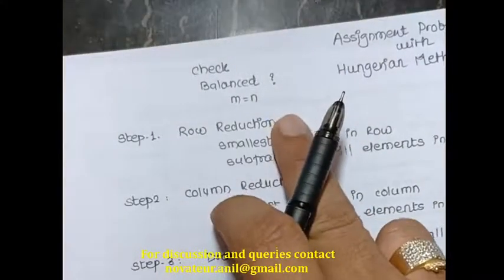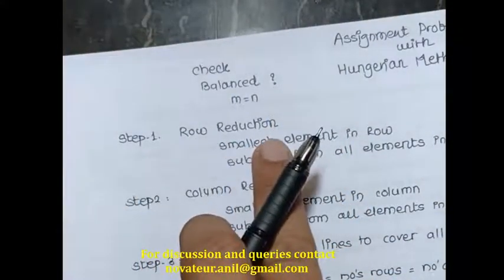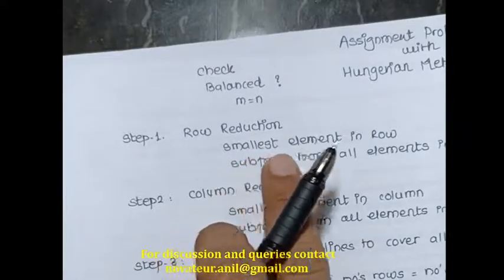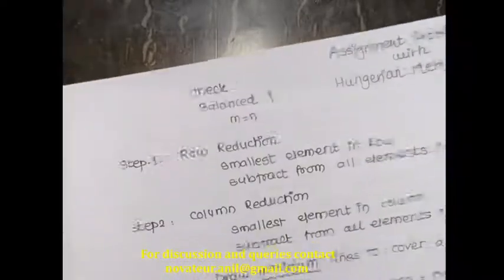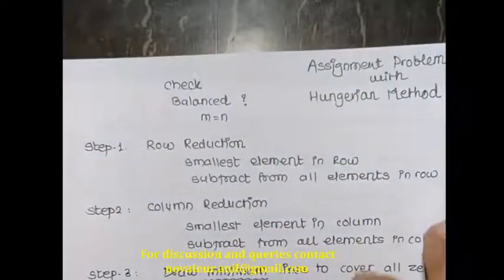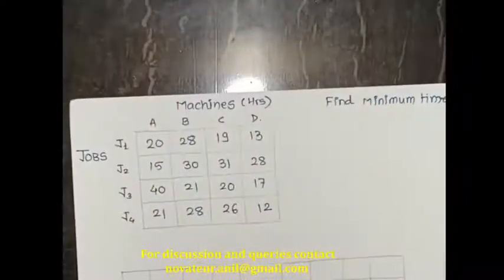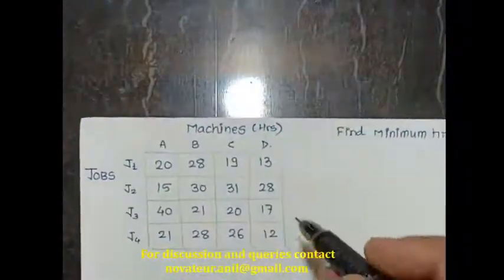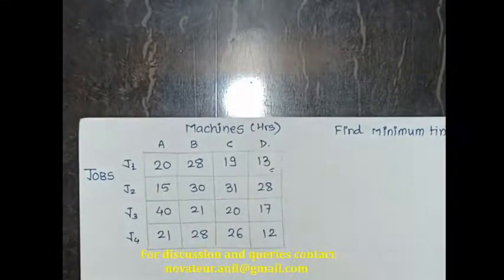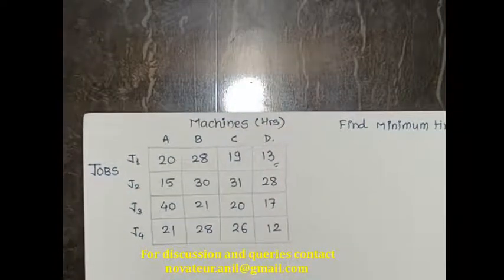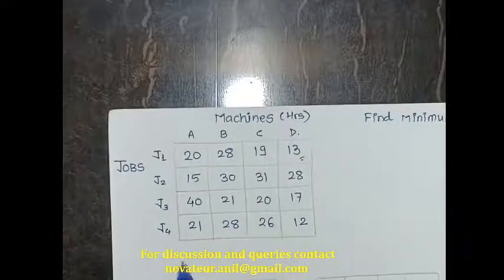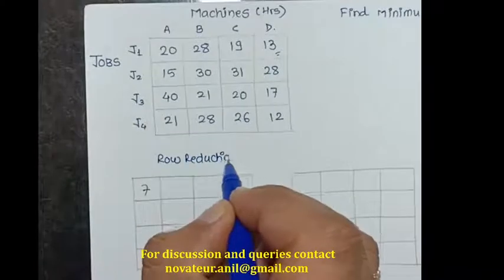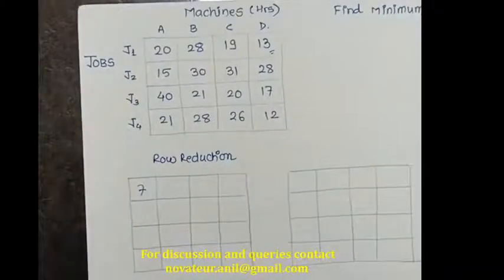The very first step for a balanced problem is to do row reduction. Row reduction is simple: we have to identify the smallest element in each row and subtract it from the rest of the elements in that particular row. Here in this given problem, as you can see, the smallest element is 13. So I'll subtract 13 from the rest of the elements. This is my row reduction, the first step of solving an assignment problem using the Hungarian method.